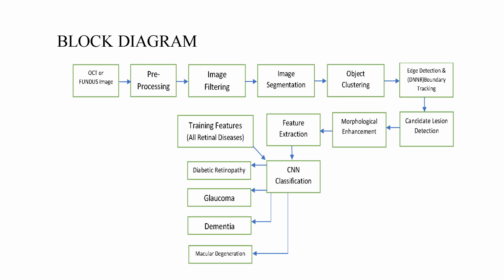Later we can see the training, feature extraction and morphological enhancement, and candidate lesion detection. And here we can also see the CNN classification, that is, diabetic retinopathy, glaucoma, dementia and macular degeneration. Further, the resultant image is subjected to image segmentation in order to obtain the layers in the images, and a clustering operation is carried out to obtain the objects of the medical image. In addition to this, the edge detection process is applied to the resultant images from the clustering operations for the purpose of tracing the boundaries. This aids the method to detect the lesions of the image. So this is the block diagram.